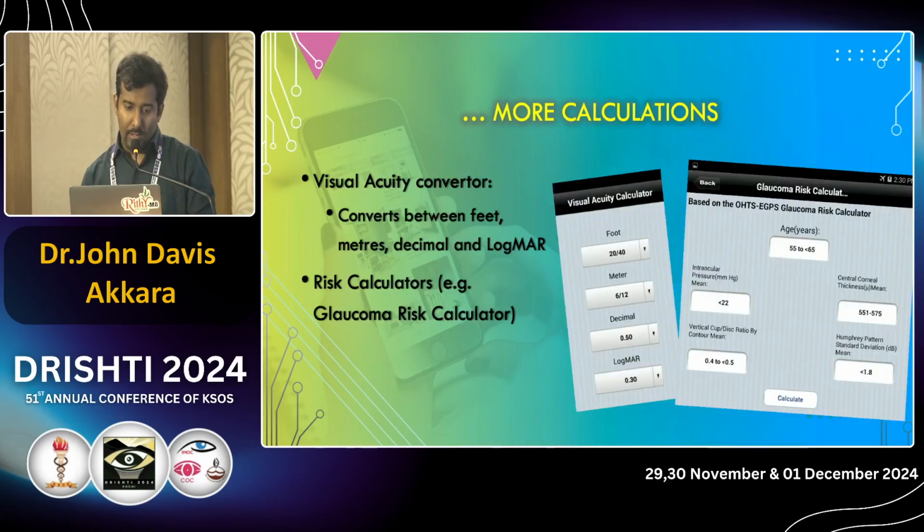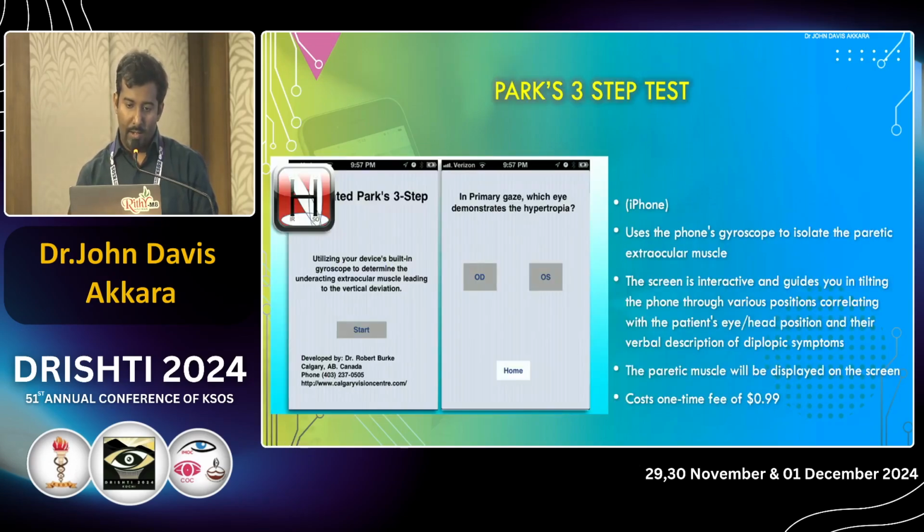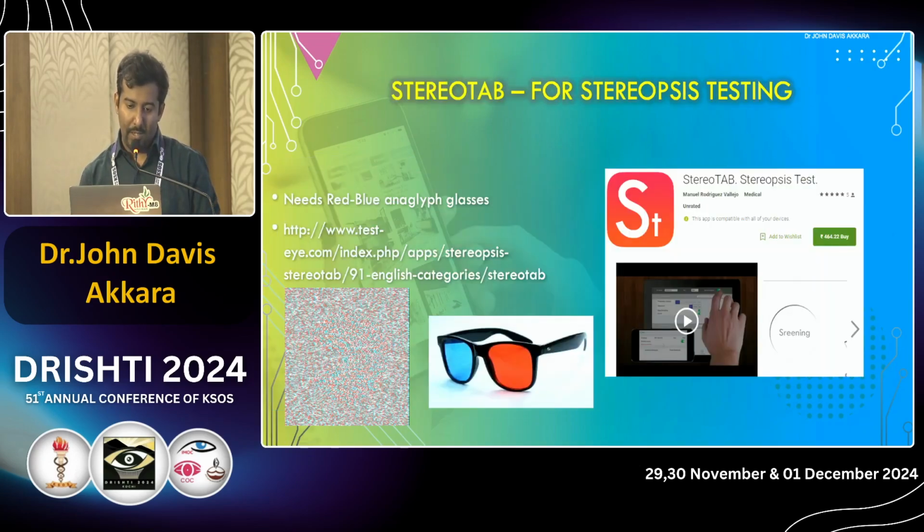And so these are all things which are there in the eye handbook. Due to shortage of time, I'll go quickly through this. There is an app to do the Farnsworth-Munsell 15 hue test. So that is in the colorblind test app. One of the options is doing a Farnsworth-Munsell 15 hue test. And Park's 3-step test is now integrated into the eye handbook as well.